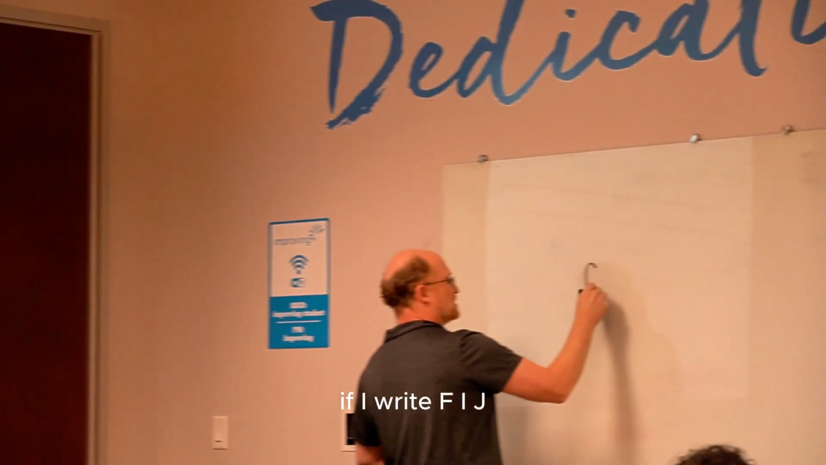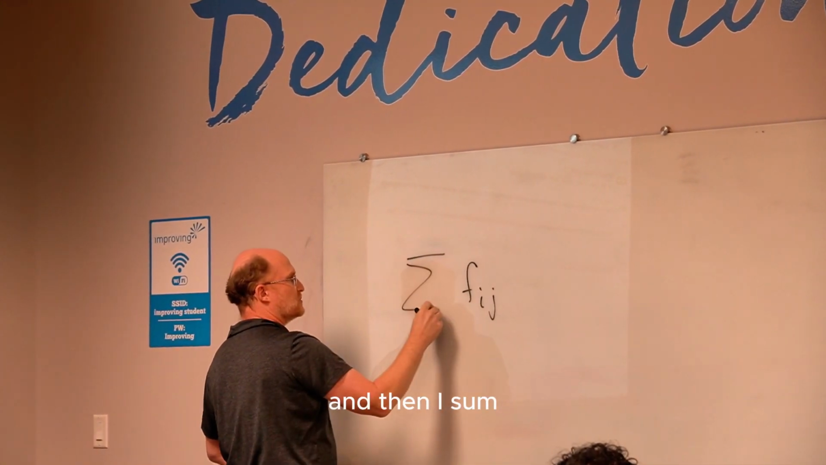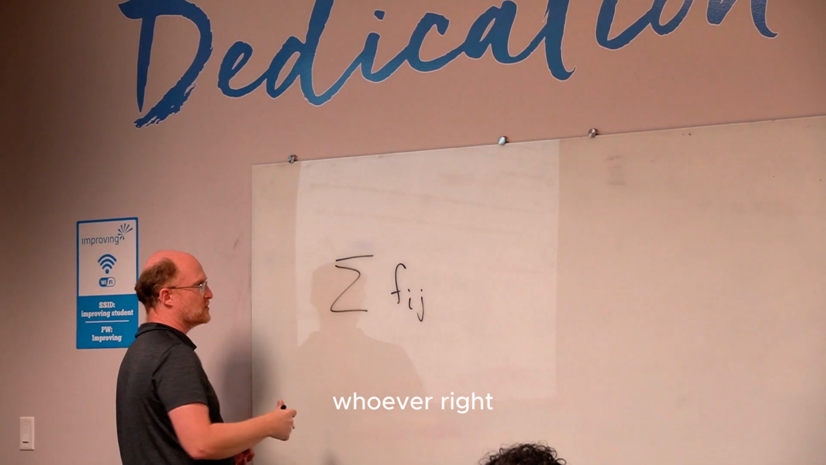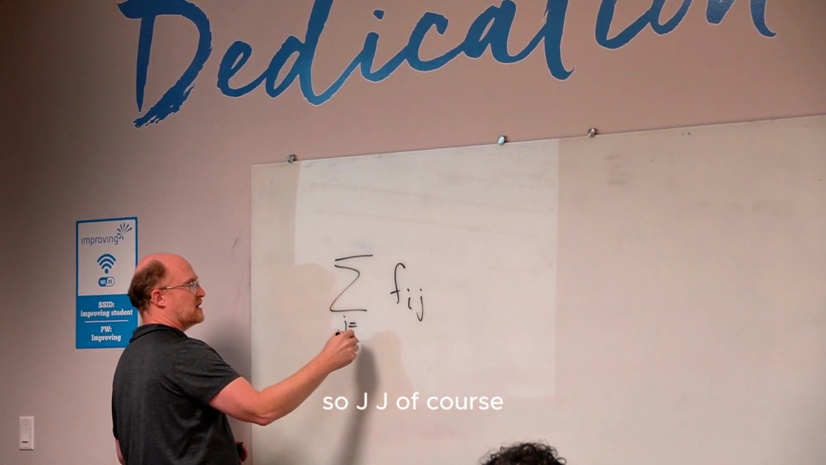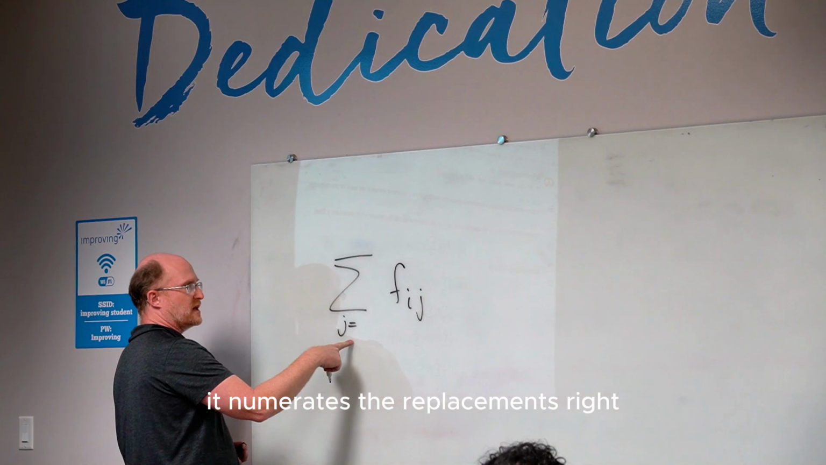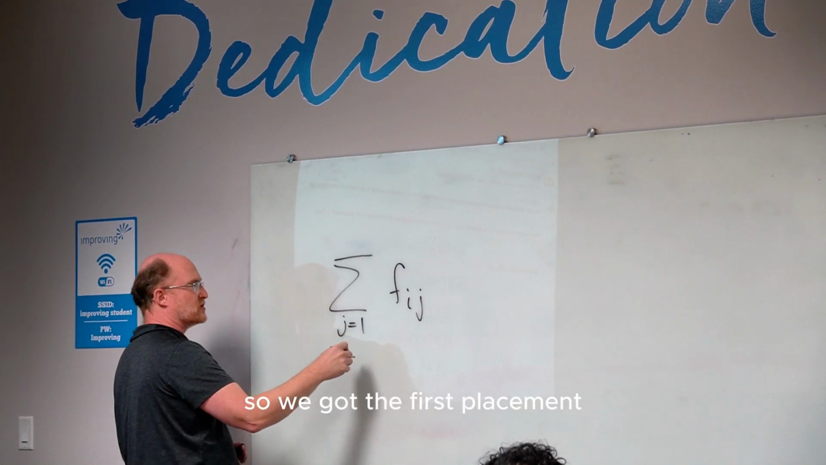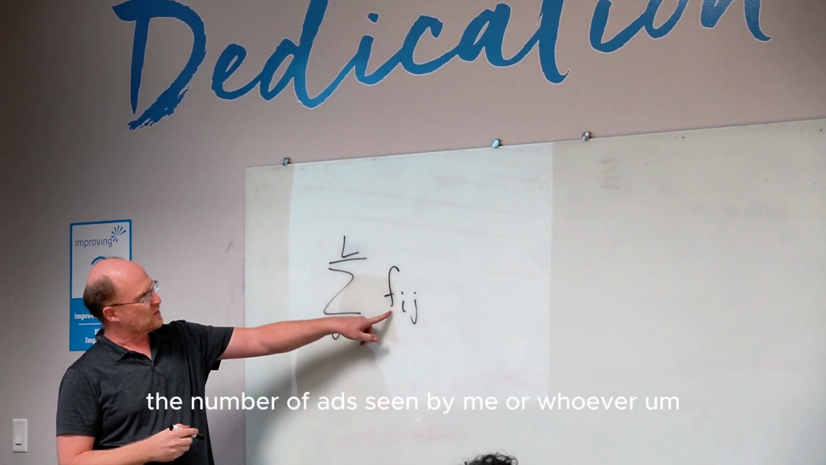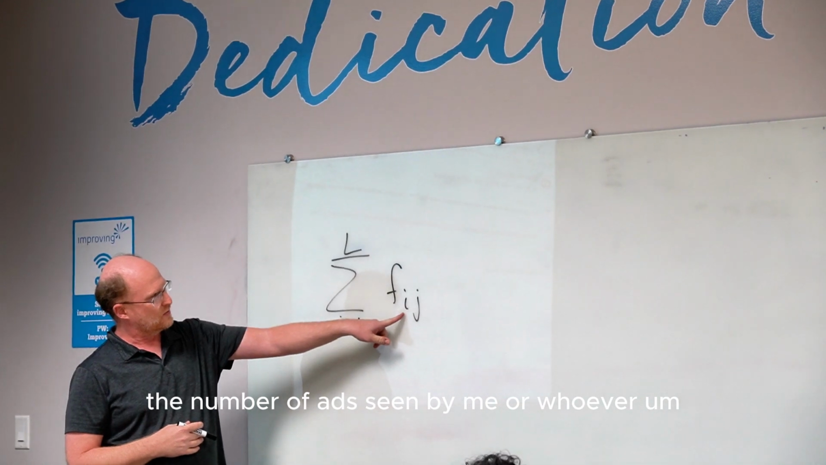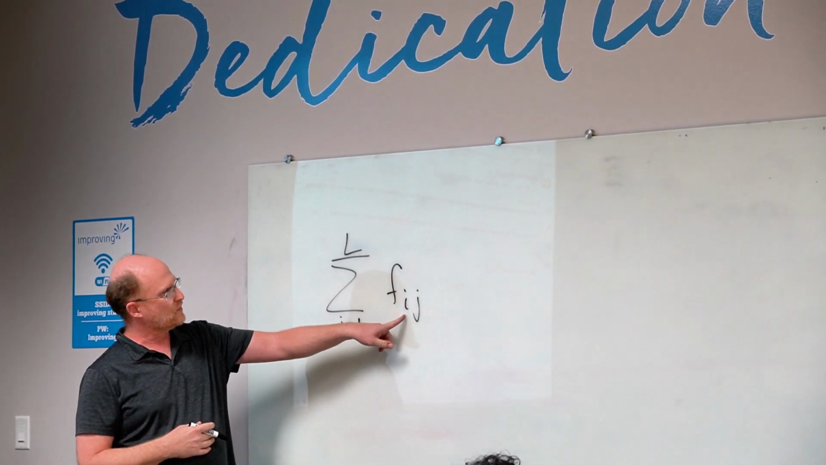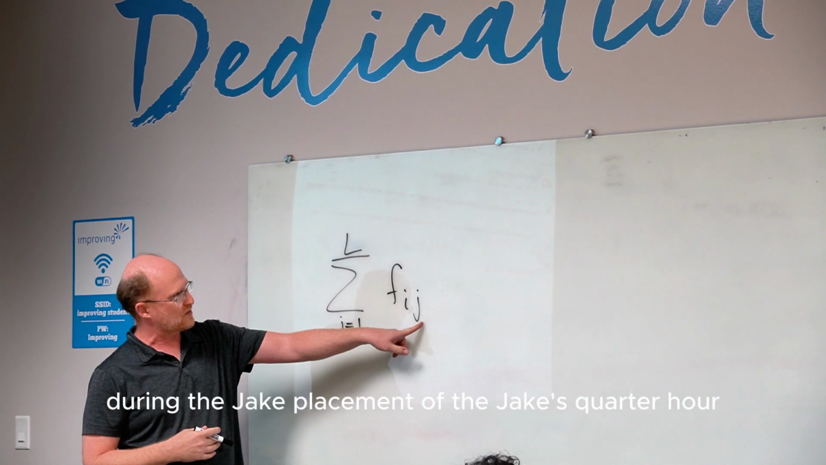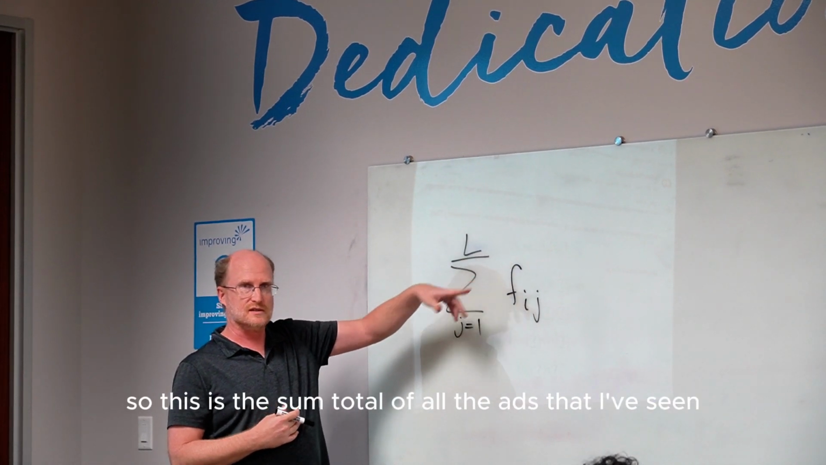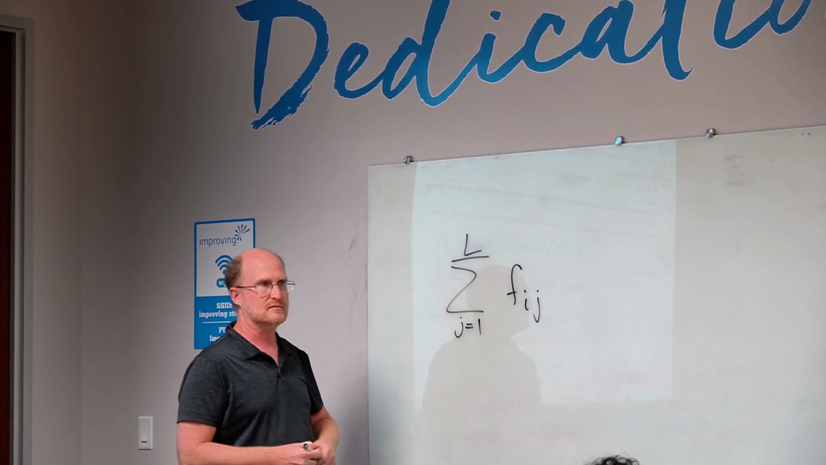If I write F_ij and then I sum, I freeze i, so I just want to talk about the ith customer. Imagine I'm the ith customer, and then I sum over j. j enumerates the placements, so we've got the first placement all the way up to the 11th placement. This is the number of ads seen by me during the jth placement, or the jth quarter hour. And this is the sum of all those, so this is the sum total of all the ads that I've seen.